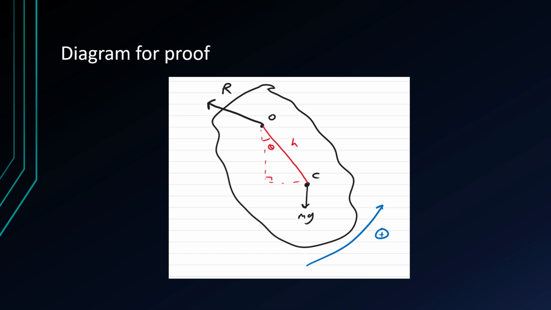I couldn't remember the proof of this because the proof is actually quite long, so I typed it all out. So this is roughly what it looked like, where C is the center of gravity, and O is essentially the point where the reaction force is. The distance between them is h, and it's going to be swinging in a positive direction. And R is obviously the reaction force from the point at which it's swinging.